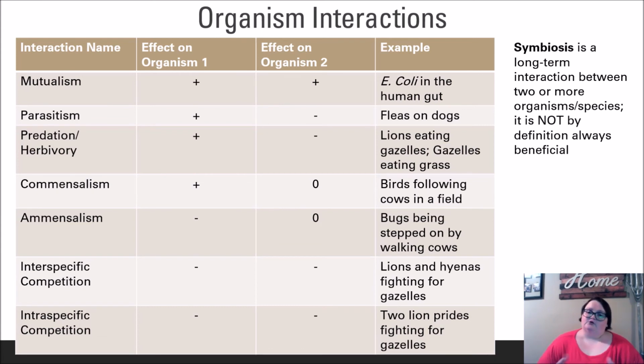Commensalism occurs when one organism is helped, but the other is not affected at all. For example, we have cows walking through a field, and as they walk through the field, they kick up bugs from the grass. Birds can follow along behind those cows, and they can eat the bugs that pop up. The cows are in no way affected by this, but the birds get a good meal.